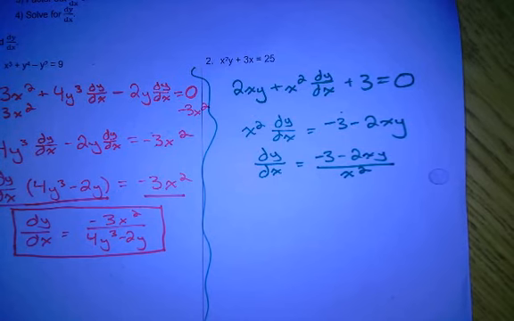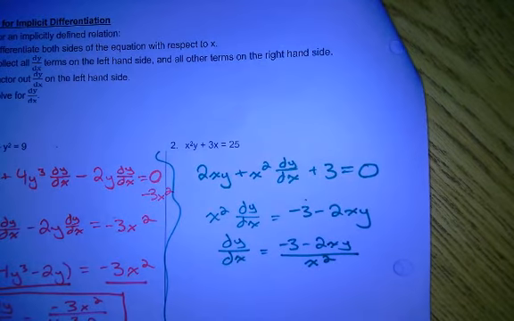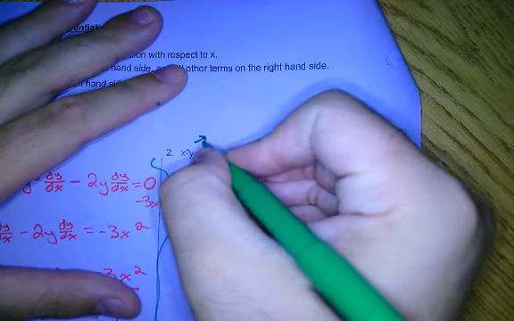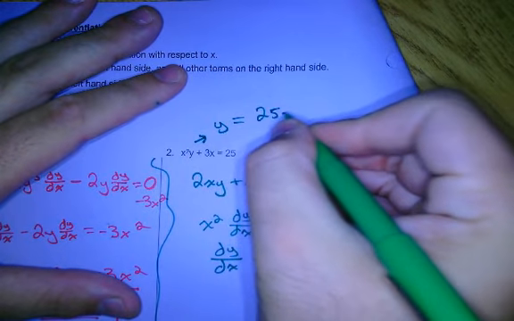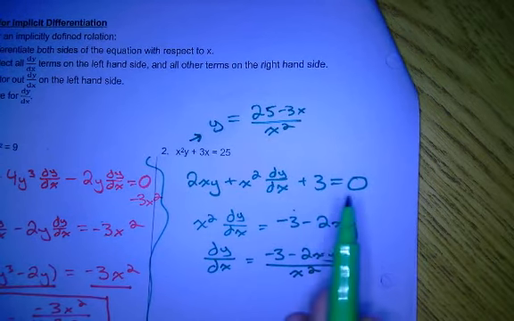Any questions, comments, concerns? I do have more to talk about with this implicit stuff. I want to make sure you have a deeper understanding of it. Now, this problem number 2 did not require implicit. What could I have done to prevent implicit? I could solve for y. Couldn't I do y equals 25 minus 3x all over x squared? Good, quotient rule. And got something very similar to this as an answer.